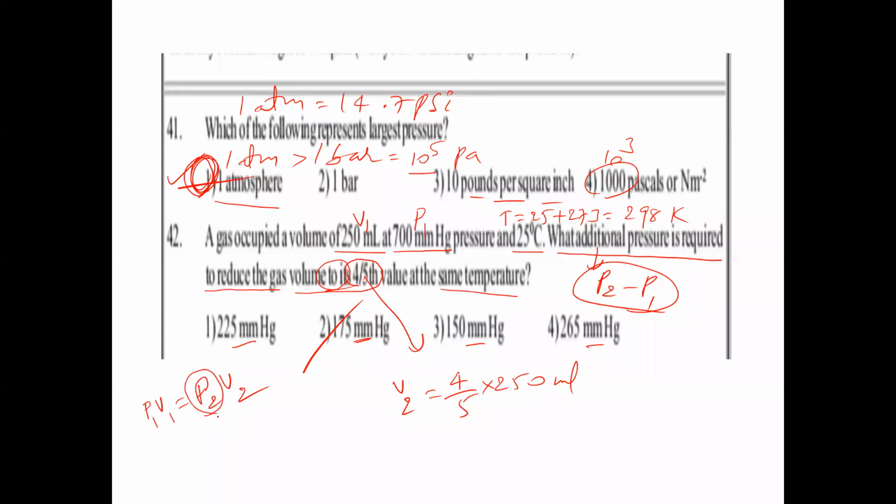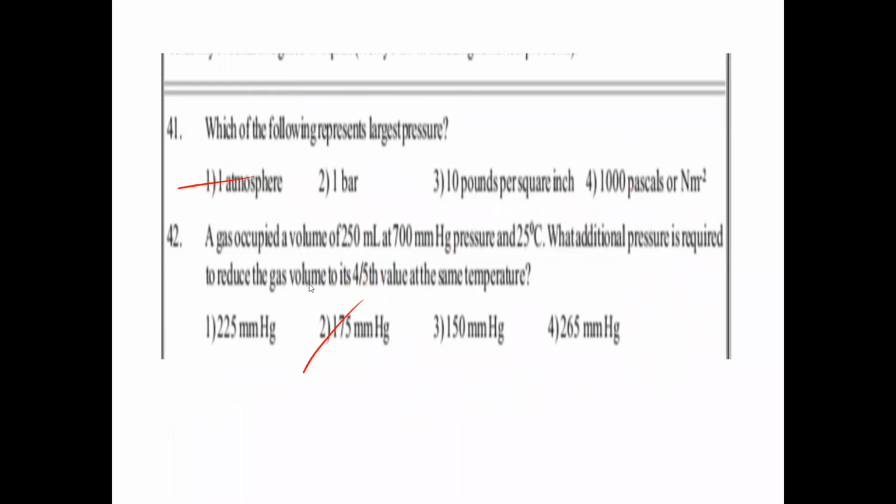First find out P2. P2 is equal to P1 V1 by V2. So after finding P2, P2 minus P1 will be the answer here. They asked what additional pressure should be applied to reduce the volume. That's why P2 minus P1 is what they asked here. That will be 175 mm. Is that clear? You should not take P2, remember, P2 minus P1 we have to take.